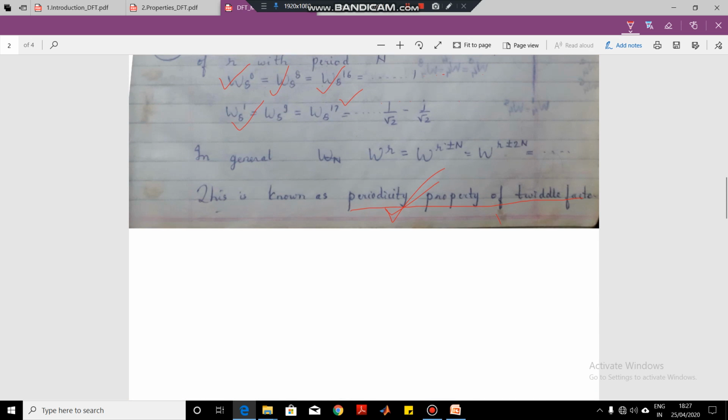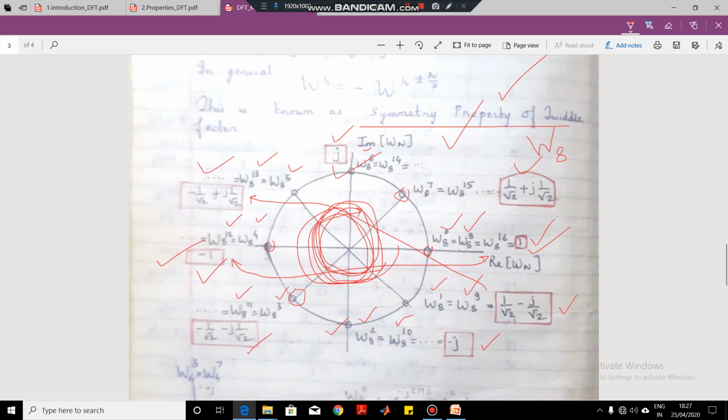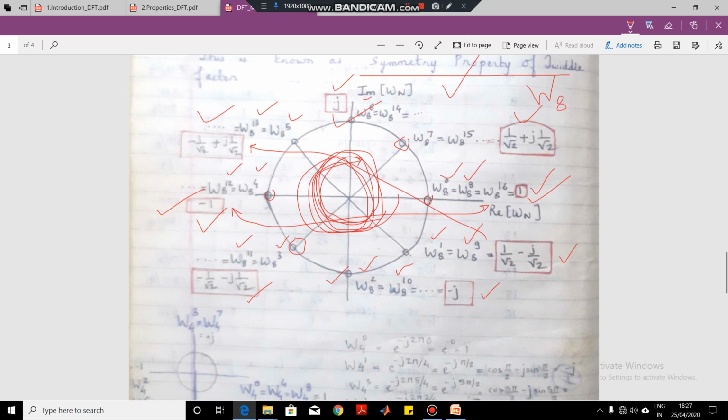These two properties are very important. The twiddle factor is periodic in nature and the twiddle factor exhibits the symmetry property. It means that if you compute only 4 values, we can get the other 4 values. So this becomes so much easier. Hence it is very easy to compute the twiddle factor values. The twiddle factor is a very important factor. We will be using it to compute the fast Fourier transform.